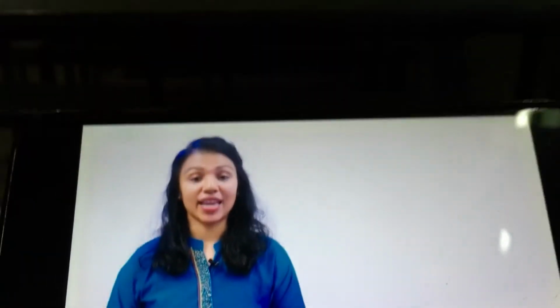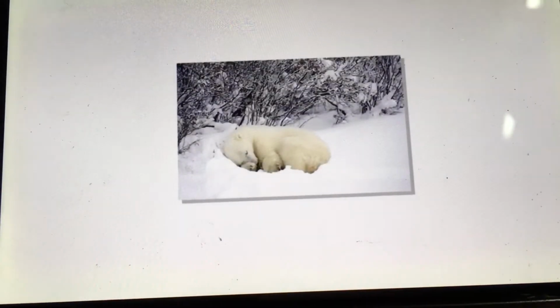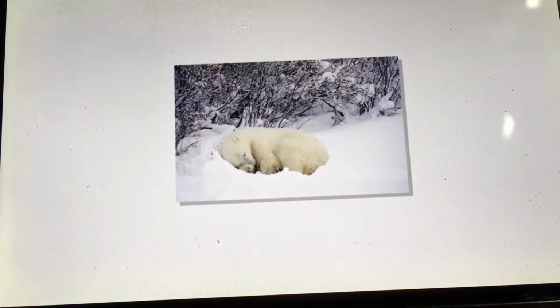Hibernation is when an animal sleeps through the months of winter and remains totally inactive. An example would be the polar bear. They sleep for months together in winter. So if your friend teases you saying, "Have you been hibernating?" you know what that means.